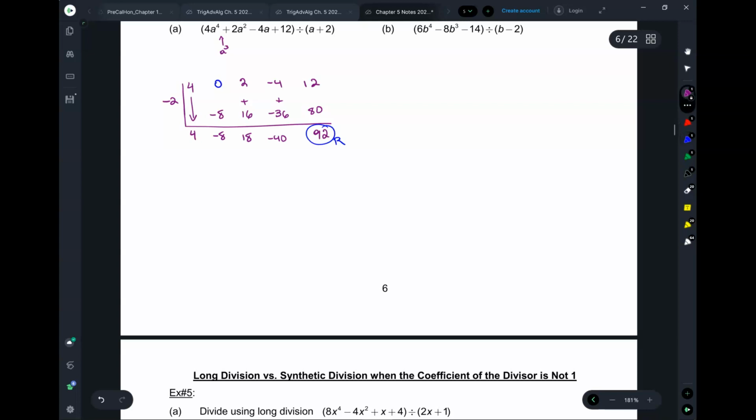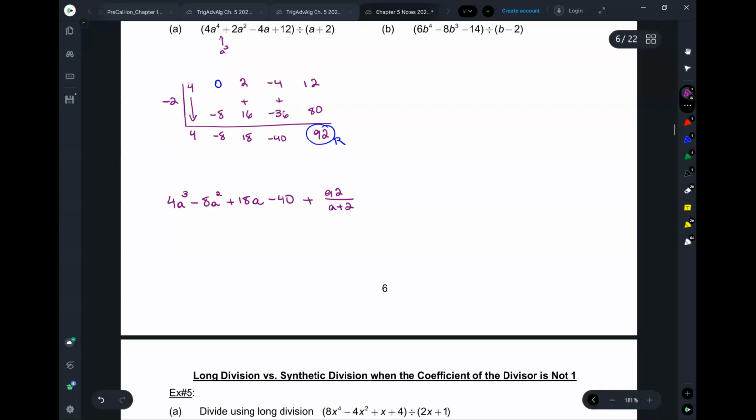The quotient is going to be, all right, so what's going to be the highest exponent now? 3. We started with an a to the 4. Now it's going to be a to the 3. So first coefficient, 4a cubed minus 8a squared plus 18a minus 40 plus 92 over what? x plus 2.